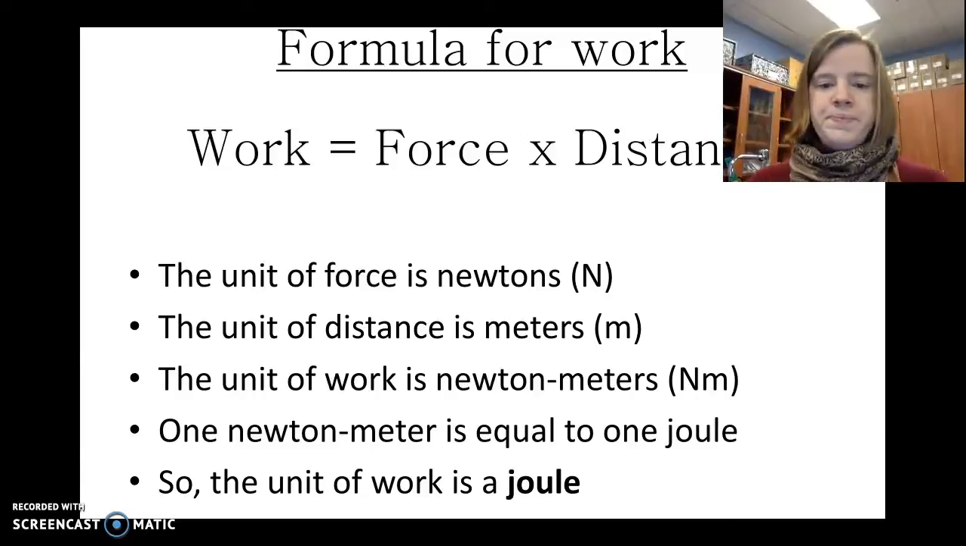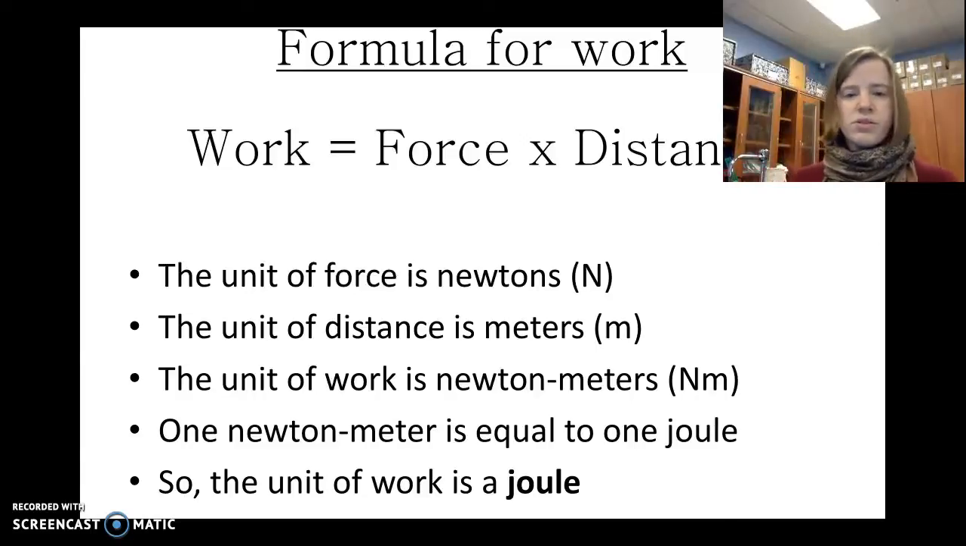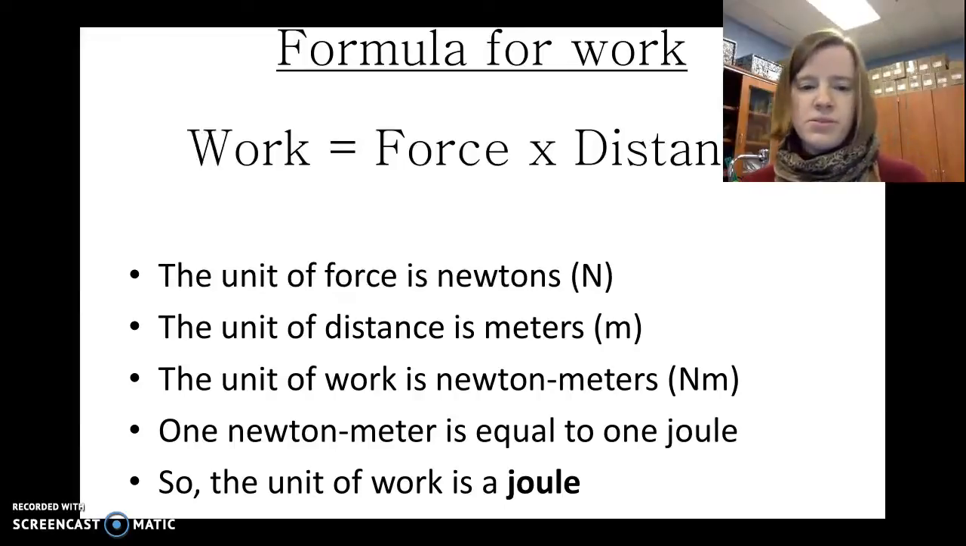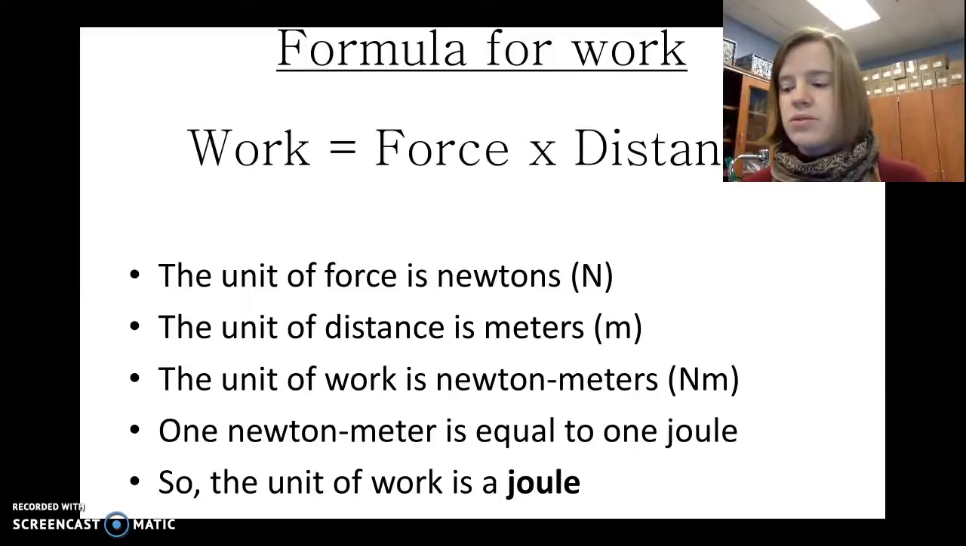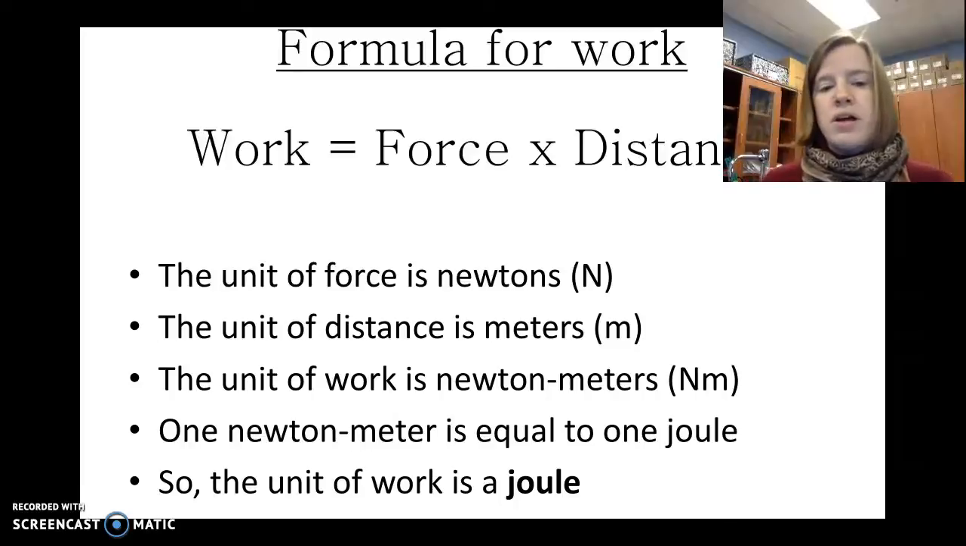So this is a little confusing, so let's go through it step by step. The formula for work. Work is force times distance, as we said. We know that the unit of force is newtons. Make sure that you are following along on your worksheet this whole time. The formula for work is force times distance.